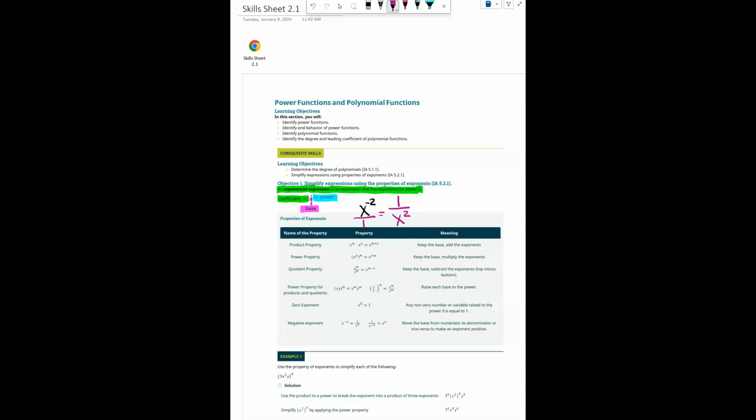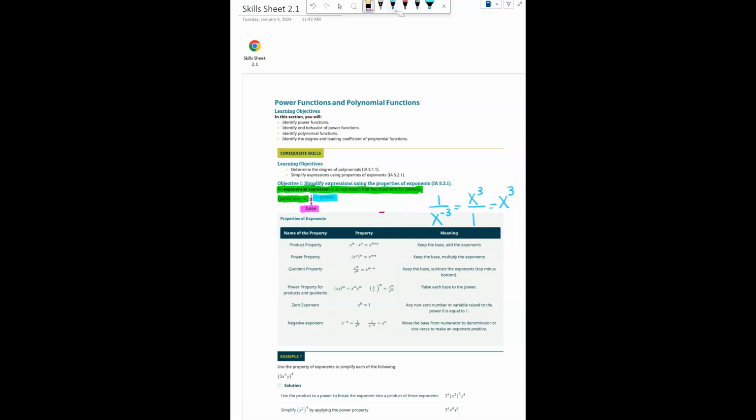Same thing if it's on bottom. So what if we have 1 over x to the negative 3? We want to write that opposite. So we're going to take the x above the line. So we're going to have x. Now we change the sign on this, so it's going to be a positive 3. We don't really have to write it over 1, so we can just write it as x to the 3rd power. Okay? So that's negative exponents.